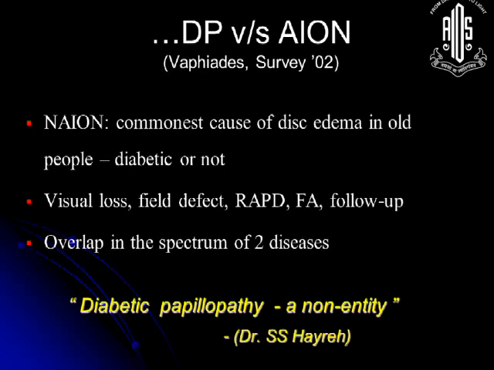Differentiated from diabetic papillopathy, NAION is associated with greater visual loss, deeper visual field defects, relative afferent pupillary defects, sectoral hypoperfusion on fluorescein angiogram, and a poorer outcome on follow-up compared to diabetic papillopathy. Many people have said that there is an overlap in the spectrum of the two diseases, as Vaphiades also postulated. But then Hayreh, as you probably would have heard, is a great arguer against the existence of diabetic papillopathy, and he says it's nothing but incipient NAION.